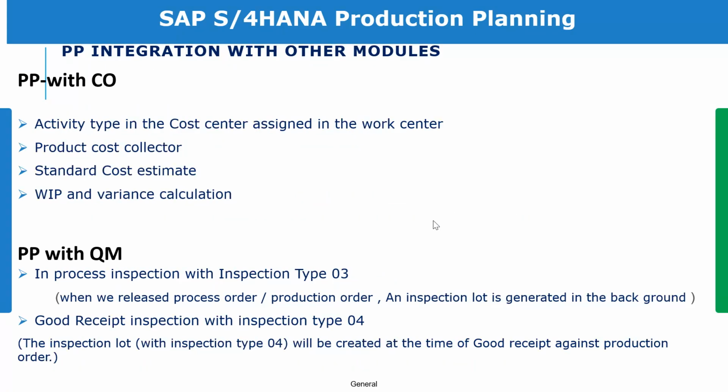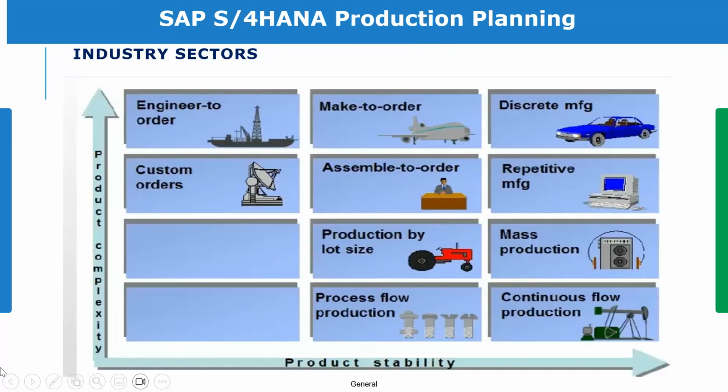And we have different industry types. As I mentioned, based on the industry type, we have different scenarios, whether it is made to order, made to stock, assembly to order, repetitive manufacturing, or process industries. So different things are there based on the industry, and we choose which technique we have to use.